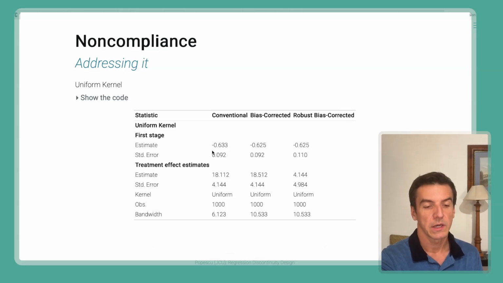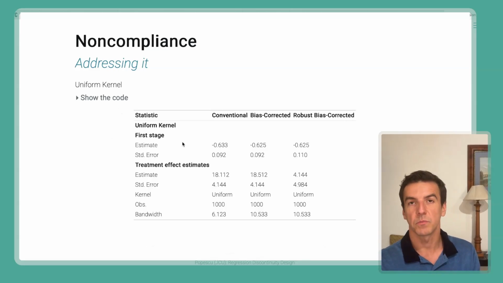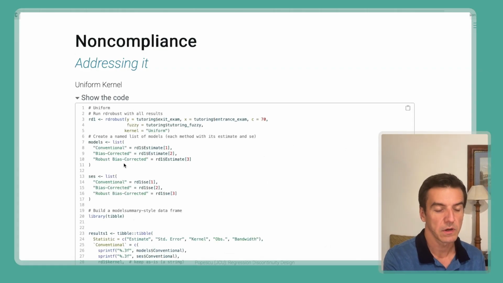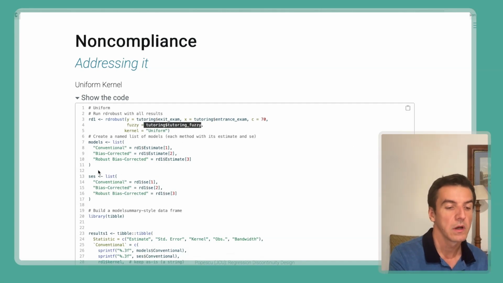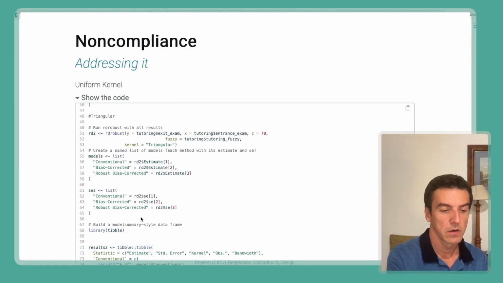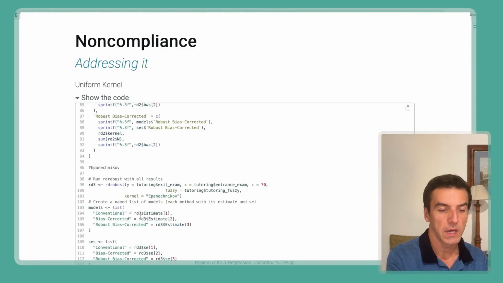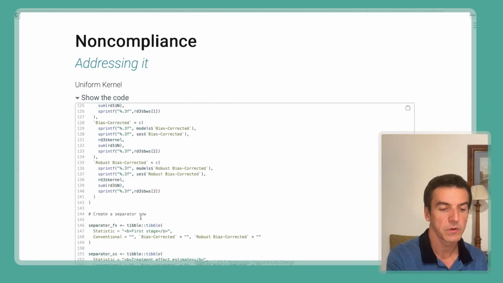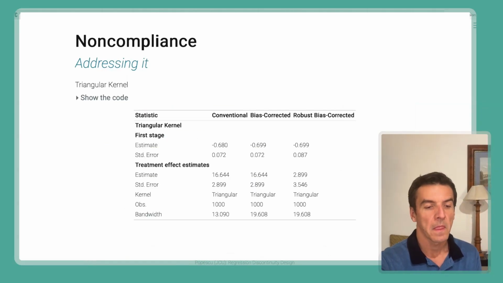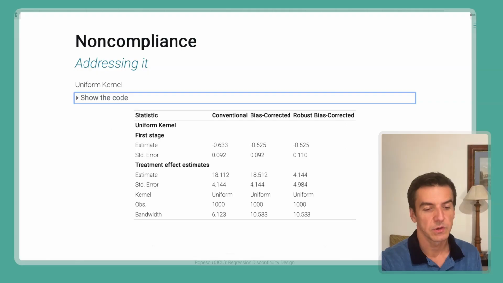This is also how we can estimate it and present both first stage and second stage. So to obtain this, assuming a uniform kernel, we would simply do this, rdrobust. We explain here the fuzzy component of the program, and then we save all these models. So feel free to copy and paste all this code in order for you to obtain a similar table. And then this was uniform kernel.